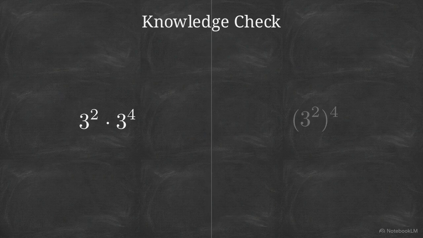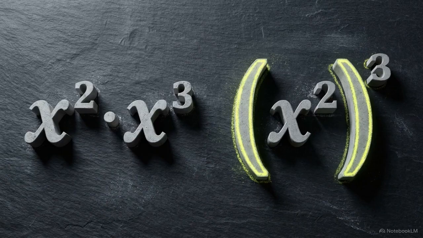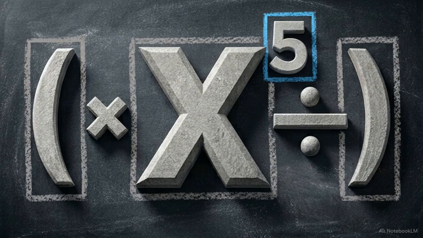On the left, we are multiplying matching bases, so we add the exponents to get 3 to the 6th. On the right, we are raising a power to a power, so we multiply them to get 3 to the 8th. Paying close attention to bracket placement is the only reliable way to know whether you should be adding or multiplying. The structure of the equation dictates the rule.